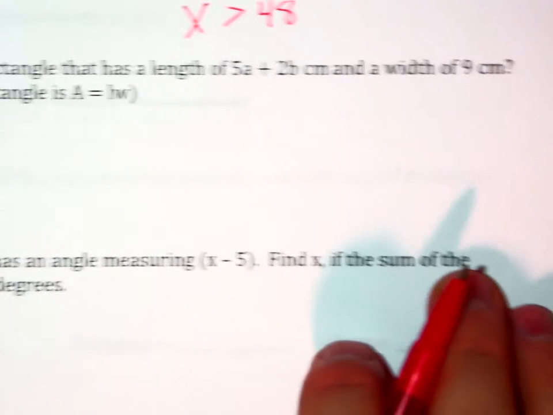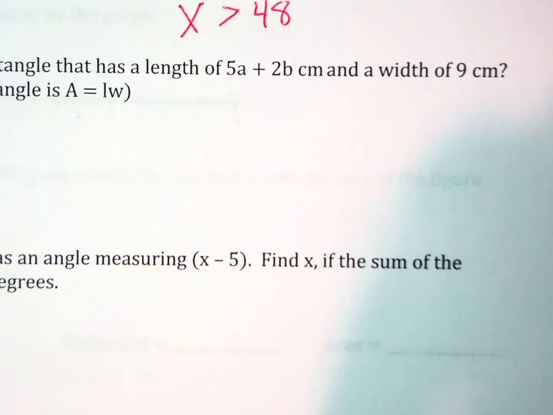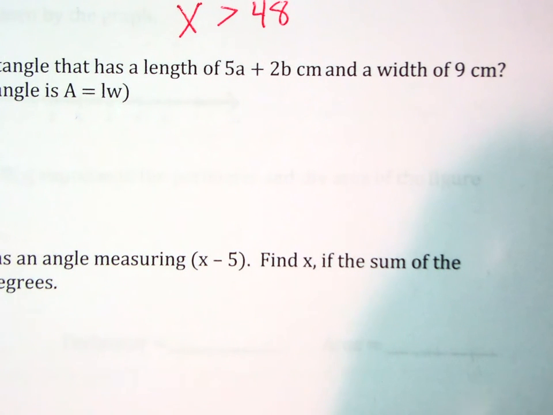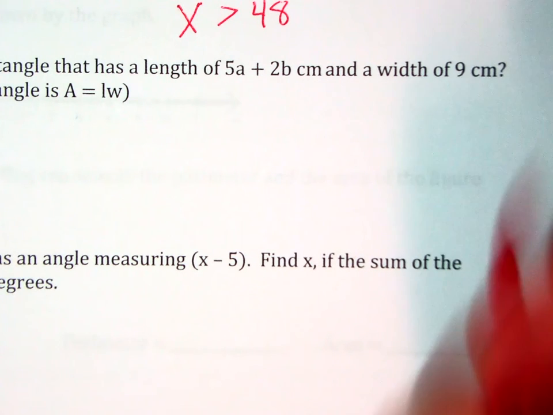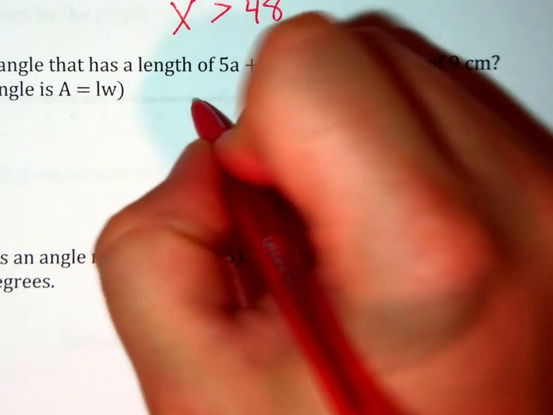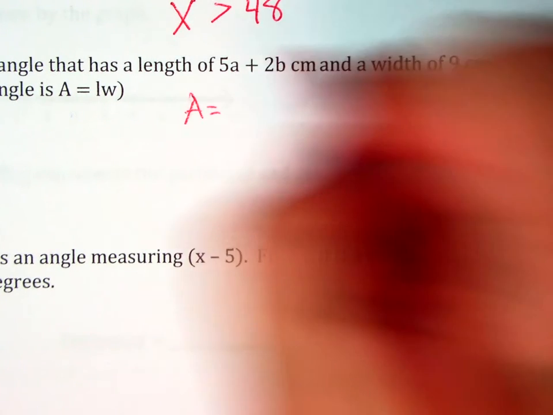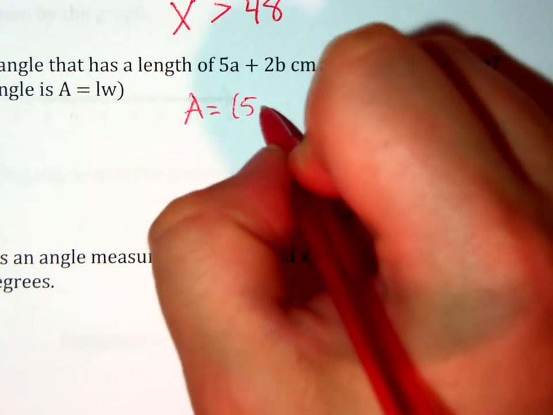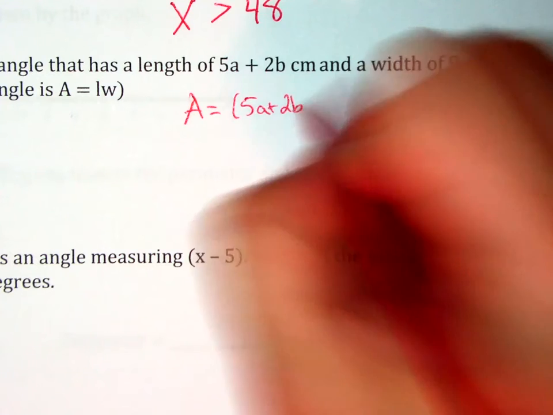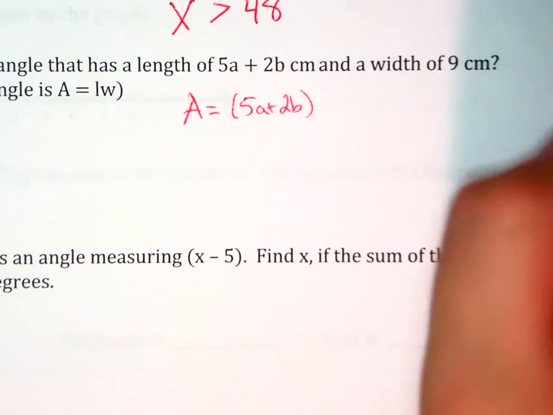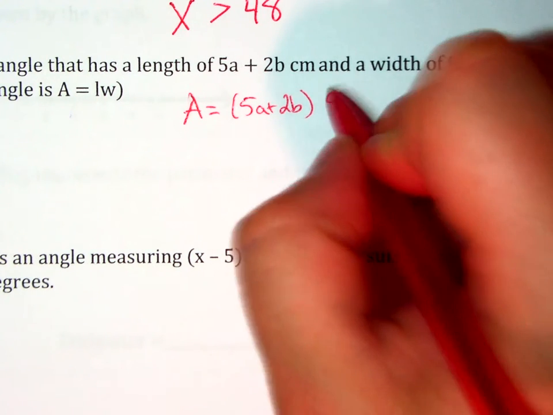Number 15, I'm going to put the relevant information on the screen and read the problem. What is the area of a rectangle that has a length of 5a plus 2b and a width of 9 centimeters? So area is going to equal length, 5a plus 2b, times my width of 9.